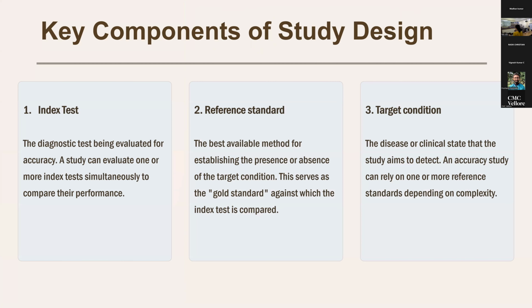Now, the key components of a study design, you have three things. One is the index test, or that is the new test that you're trying to evaluate. The second is a reference standard, or what is the gold standard. So you have to compare it against something. So say if it's a TB study, your gold standard would be a TB culture, like an MGIT. So you need a gold standard. That's your reference standard. And then, of course, you have the target condition. What are you trying to identify? So in a TB study, it would be TB. Or if it's a sepsis study, did ProCal predict sepsis? So that is the condition that you need to look at.